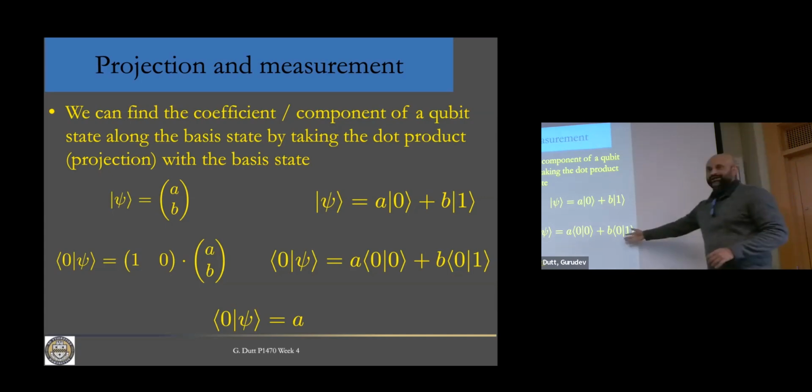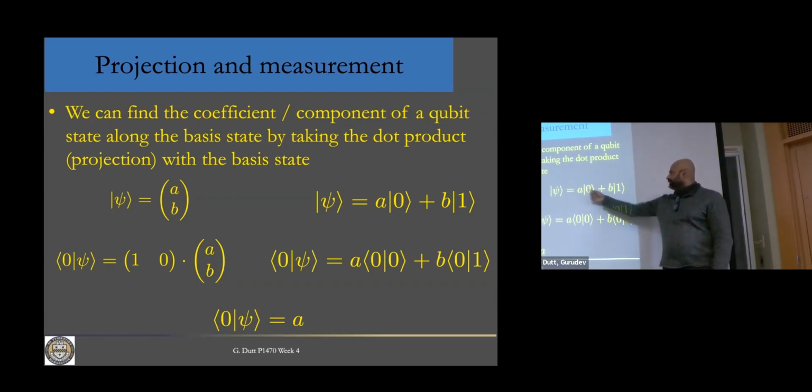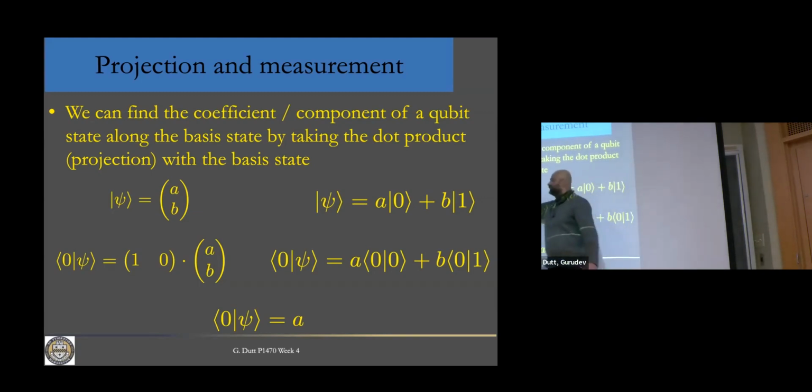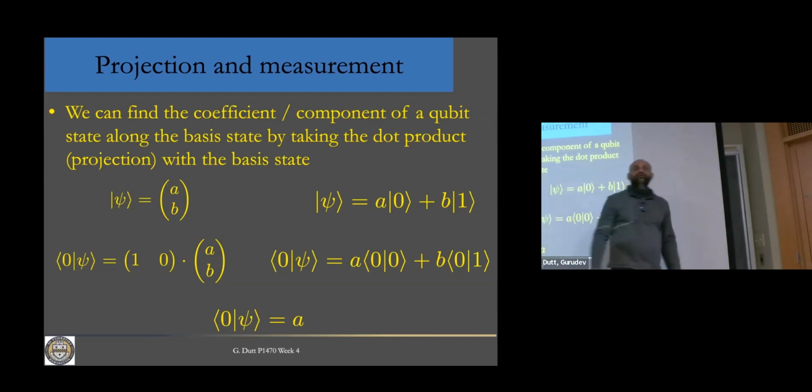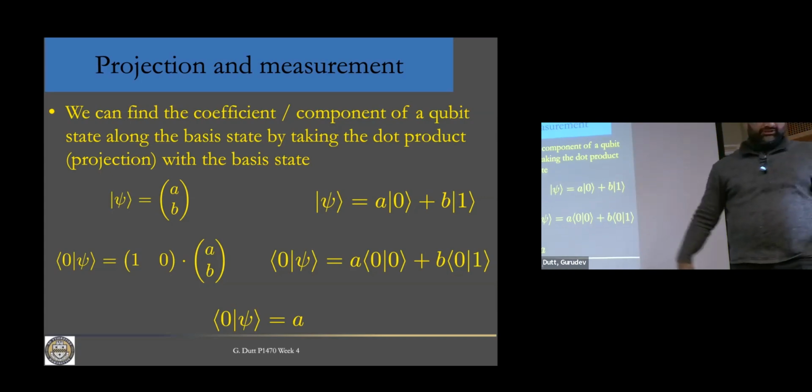Written in this way, it's not very interesting because you can read off the coefficients right here, right? I didn't need to know linear algebra or dot products to find the component of psi on the 0 state. I just read it off here or here. I say, oh yeah, A is up there, B is down there. Okay, so I know what the numbers are. Why go through all this?